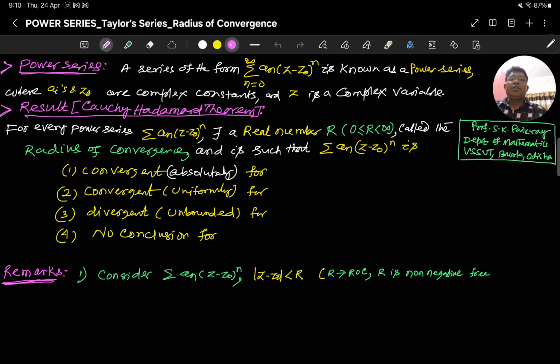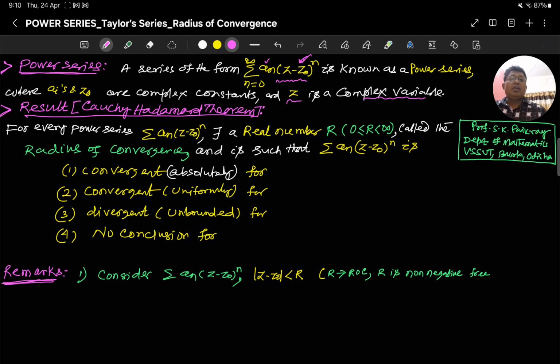So a series of the form summation a_n (z minus z0)^n. Here z0 is called the center, and the series is known as a power series. The constants a_i and the center z0 are all complex constants, and z is a complex variable. That's why it is a complex power series.